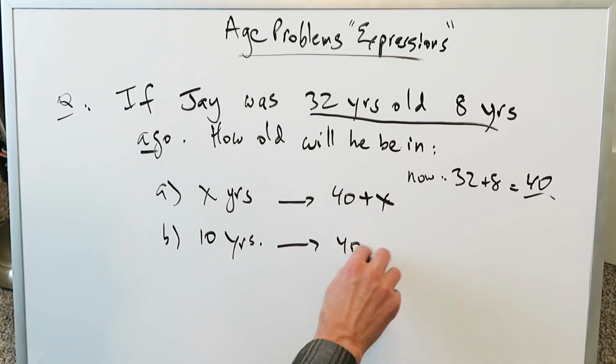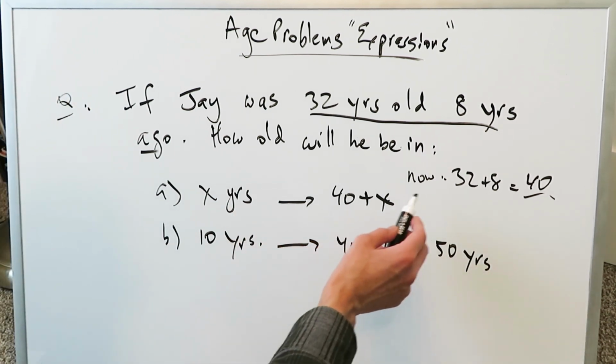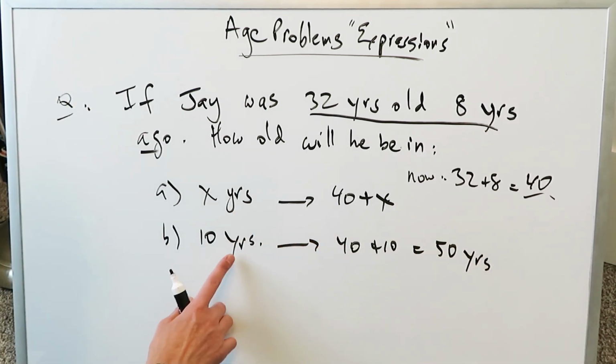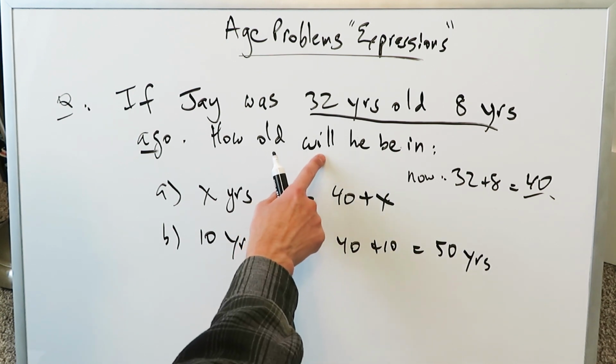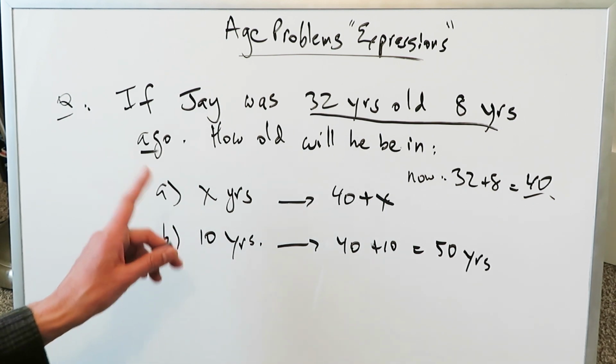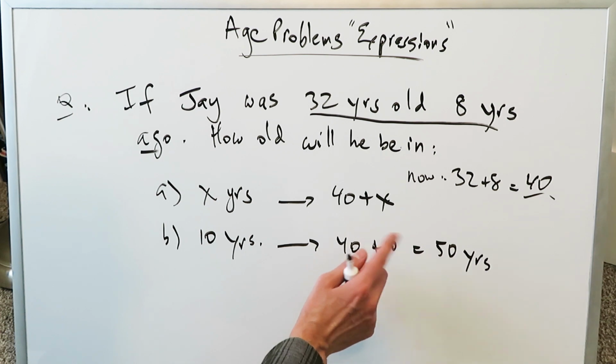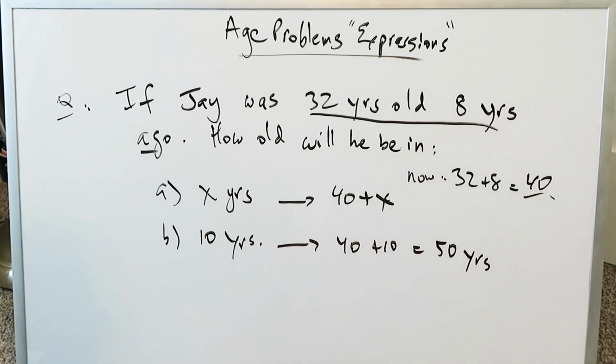And here it'll be 40 plus 10. And this right here would be 50 years. In X years, he'll be 40 plus X years. And in 10 years, he'll be 50 years. Because when you're looking here into the future, you're always doing your addition. When you're looking here into the past, like we were in the previous part of the same question, we were doing the subtraction operation. So you have to remember that going ahead into time you add, going back into time you subtract.